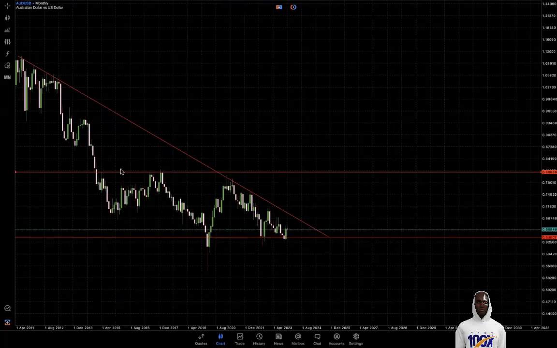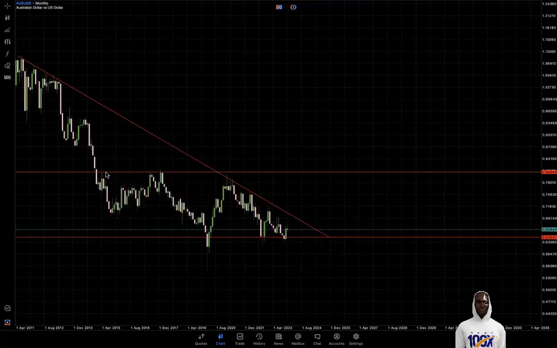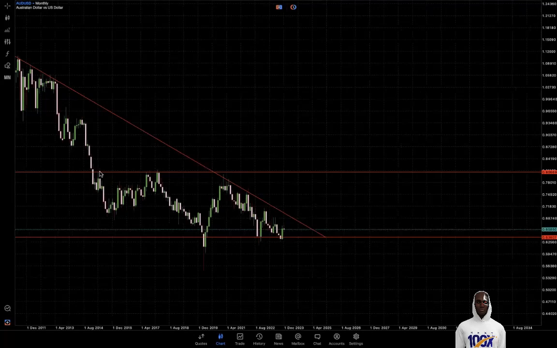So this resistance zone is a level where some people call it order blocks. Order block in the sense that sell orders have been put here so that whenever price comes to this level, it sells off. And how do you know a resistance zone? When you can see consistent price footprints on that level. We can see 1, 2, 3, 4 consistent price footprints.